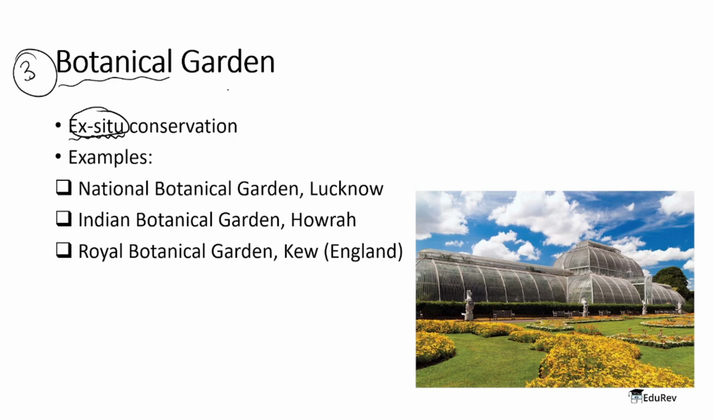So ex situ stands for off-site. Earlier the plant was situated at a different place, and now it is at a different place for the preservation and the conservation of that particular plant. Some examples of botanical gardens are National Botanical Garden, Lucknow, Indian Botanical Garden, Howrah, and Royal Botanical Garden, England. As you can see, there are some pictures of students studying and learning about the botanical gardens in Lucknow. Then there is the Indian Botanical Garden in Howrah.